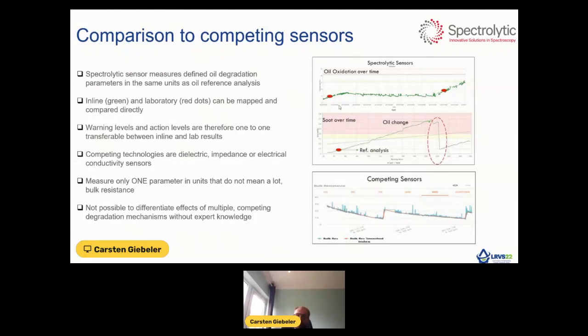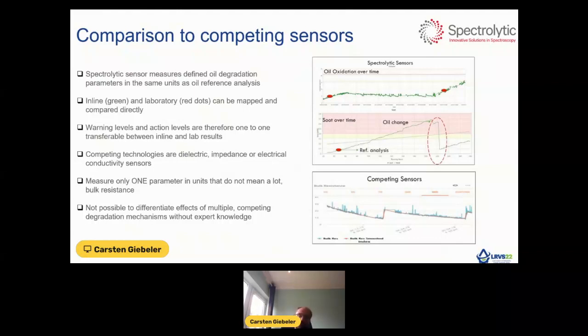So here you see a typical plot of the oxidation over time, and the red dots are the reference analyses that are still periodically taken by customers. You can just compare the data one-to-one because they are in exactly the same units. In our dashboard functionality, the customer can introduce warning levels and action levels, and this can all be automated so that alerts are sent to the customers, and this is obviously fairly standard.